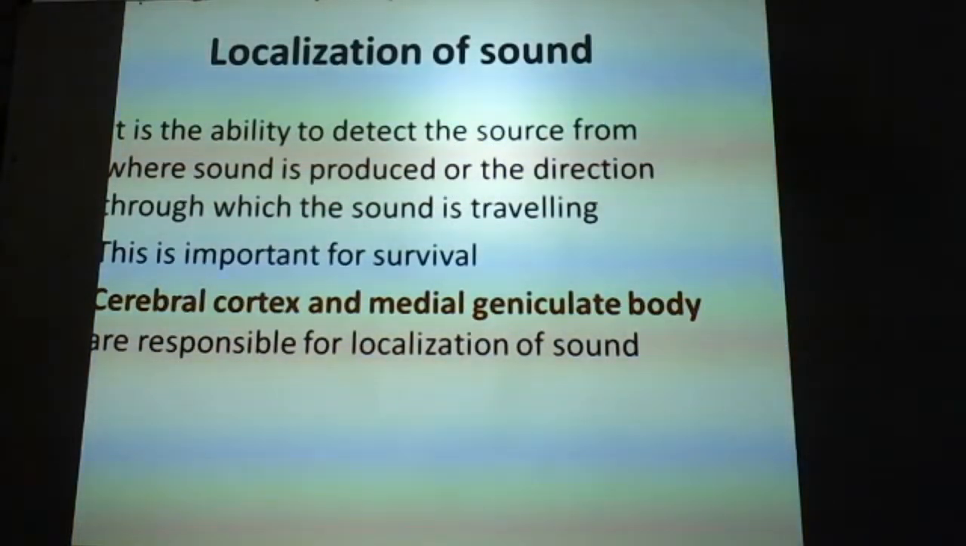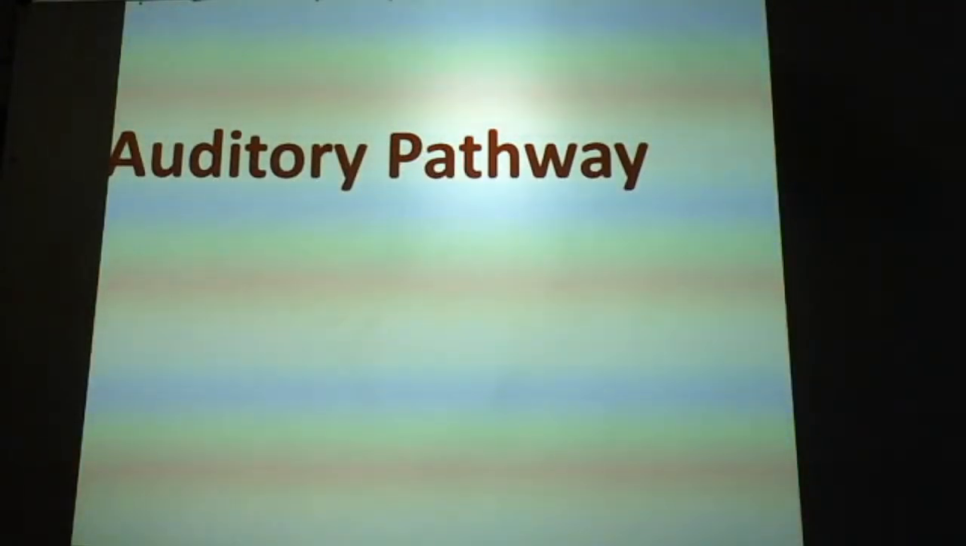Localization is the ability to detect the source from where the sound is produced, or the direction through which the sound is travelling. It is done through the cerebral cortex and the medial geniculate body, and it is responsible for localization of sound, which is the most important factor for survival. So now we have seen the frequency, the pitch, the loudness, and how sound is produced. Now let's study the auditory pathway.